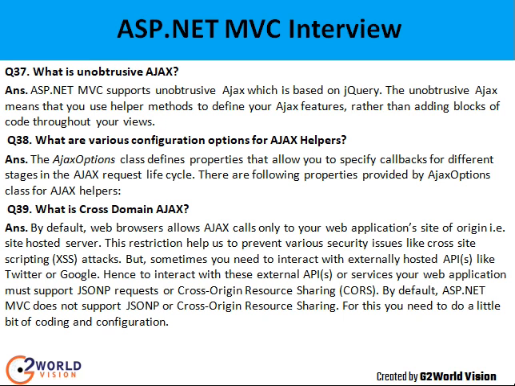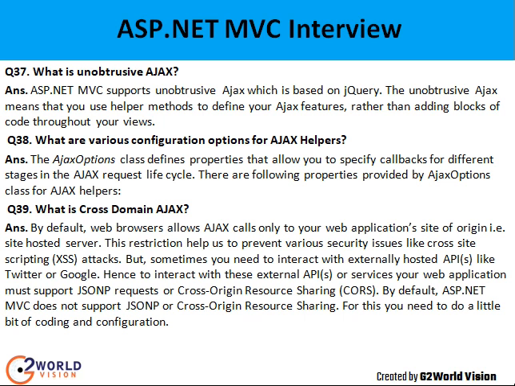Question number 38. What are the various configuration options of Ajax helper? The AjaxOptions class defines properties that allow you to specify callbacks for different stages in the Ajax request lifecycle. These are the following properties provided by the AjaxOptions class to the Ajax helper.